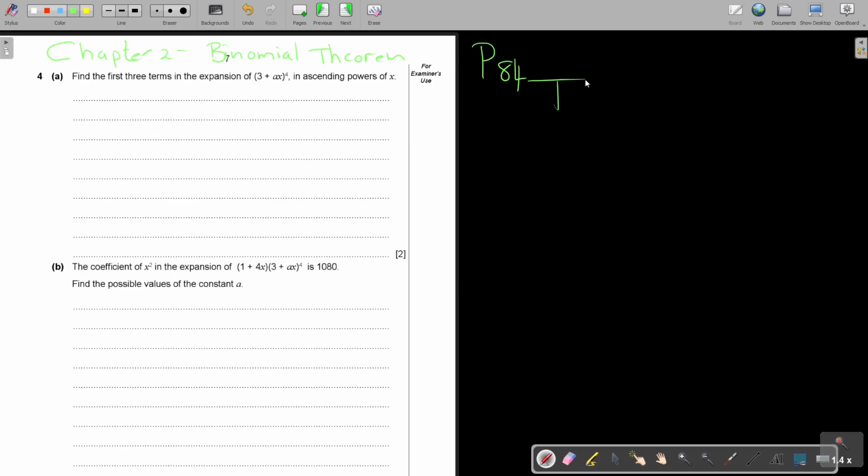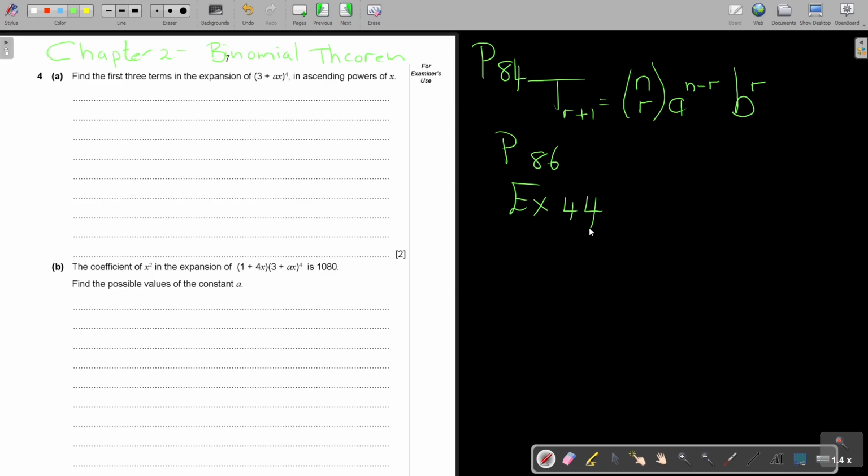So T_(r+1) is equal to n choose r, a to the power of n minus r, and b to the power of r. Basically, I'm going to start, and a nice example you can look at is on page 86 in the y equals mx plus c mathematics textbook, example 44.